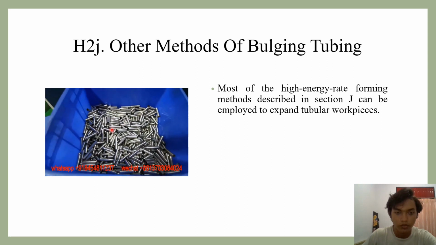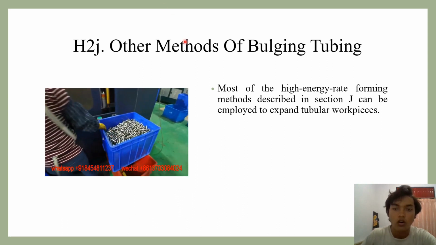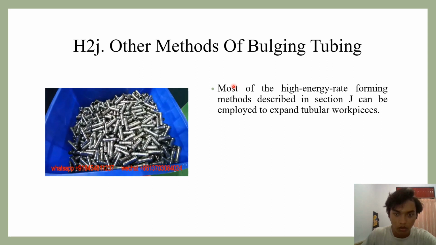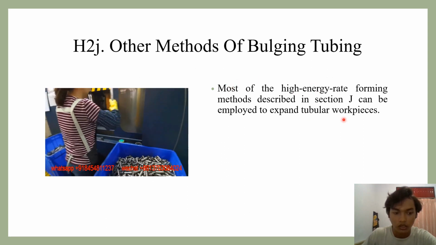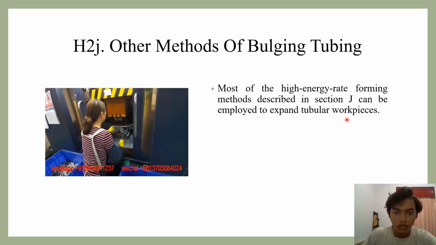This is an example of other methods of bulging tubing. Most of the high energy rate forming methods described in section G can be employed to expand tubular workpieces.